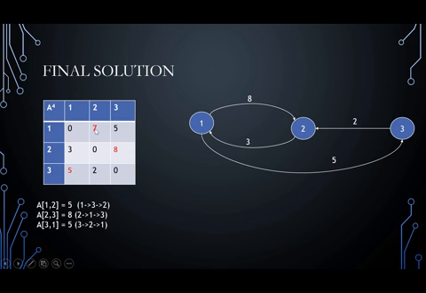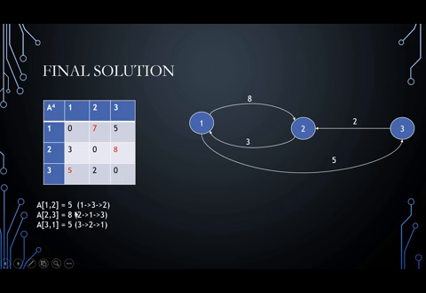Whichever is the highlighted value, it is not representing a direct path, it is representing an indirect path. For that, I'll have to write the path. So A12 value is 7. Sorry, typing mistake. This is not 5, this is 7. A12 with 7. So the path is 1 to 3 and 3 to 2.